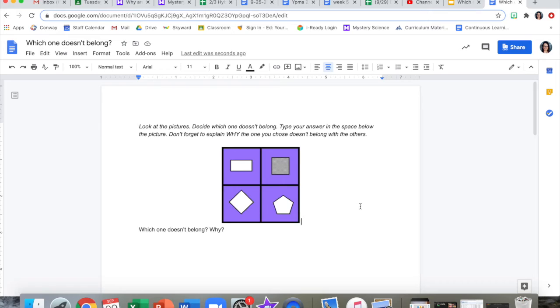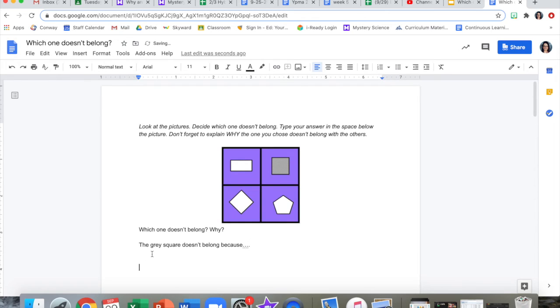One last tip before I let you get started. You can stretch your brain and work a little harder if you'd like to. All you have to do is tell which one doesn't belong. But if you're ready to stretch your brain, you could start with maybe this one and tell why the gray square doesn't belong. But then you could skip a line. So the gray square doesn't belong because, and you'd explain why.